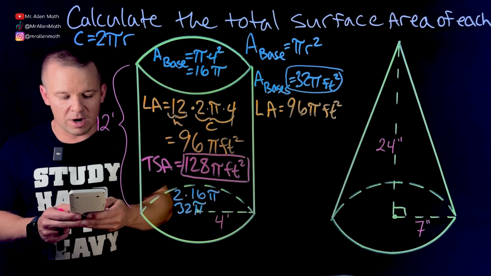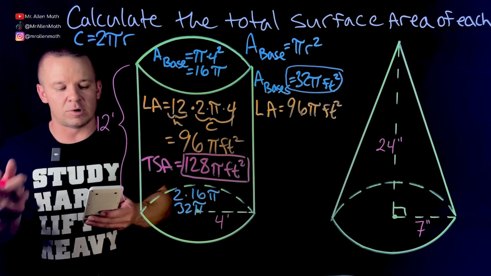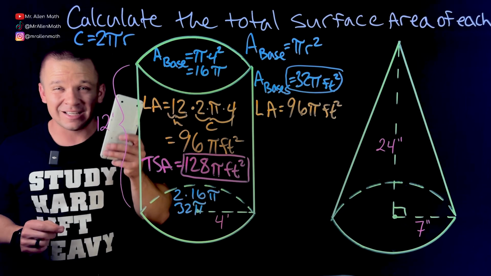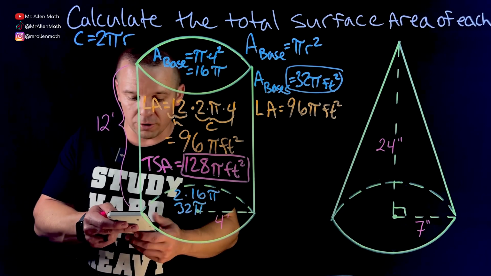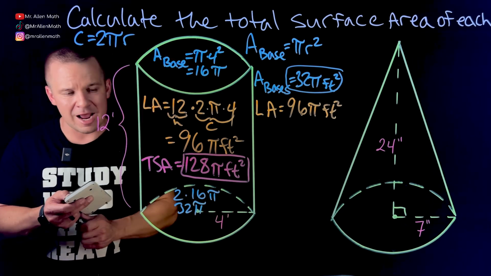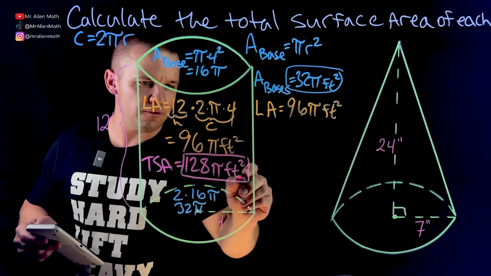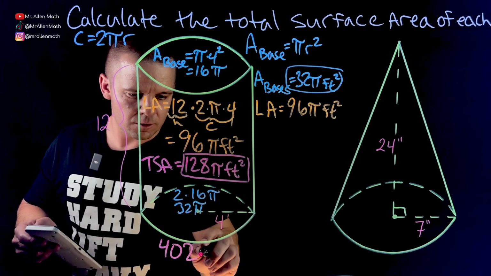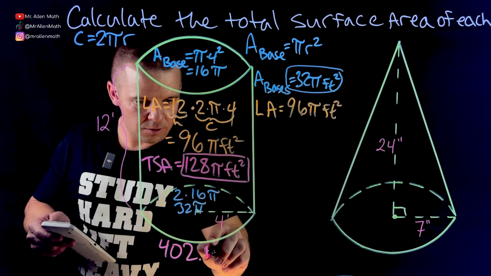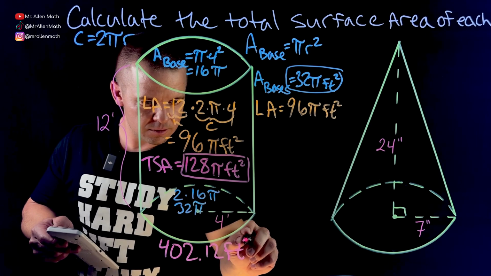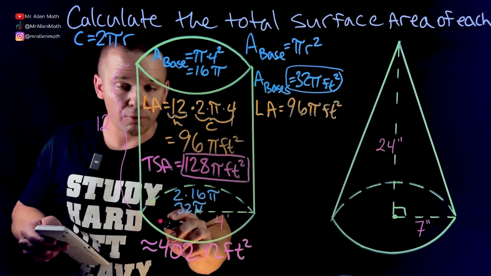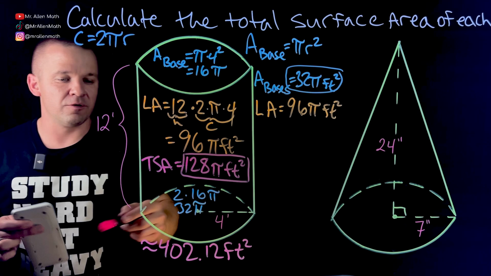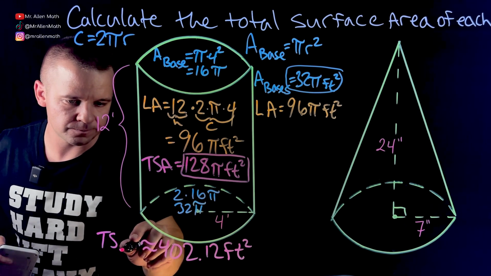That's it. Now, if I want to find out what the decimal equivalent is, I would just multiply by pi, hitting second and then the caret in your calculator, and we get 402.1238. So this one will be 402.12 feet squared. So that is an approximate. We put the squiggly equals for that for our total surface area.